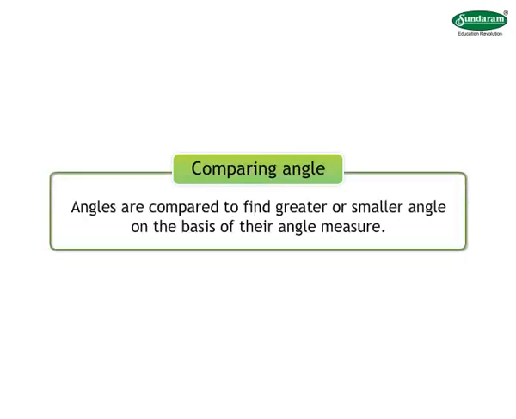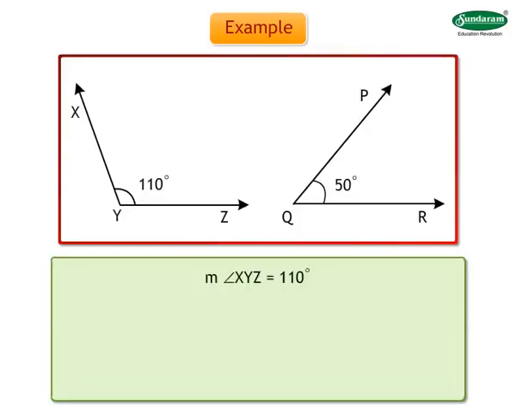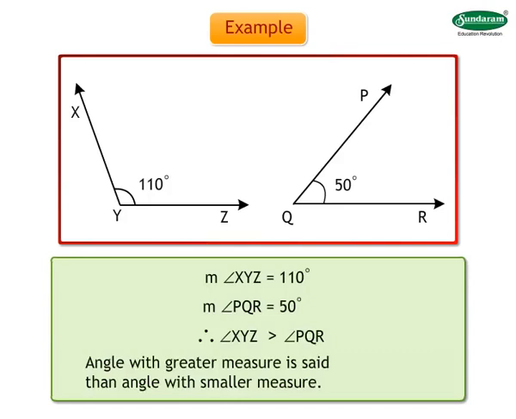Angles are compared to find the greater or smaller angle on the basis of their angle measure. Example: measure of angle XYZ is equal to 110 degrees. Measure of angle PQR is equal to 50 degrees. Therefore, angle XYZ is greater than angle PQR. Therefore, the angle with greater measure is said to be greater than the angle with smaller measure.